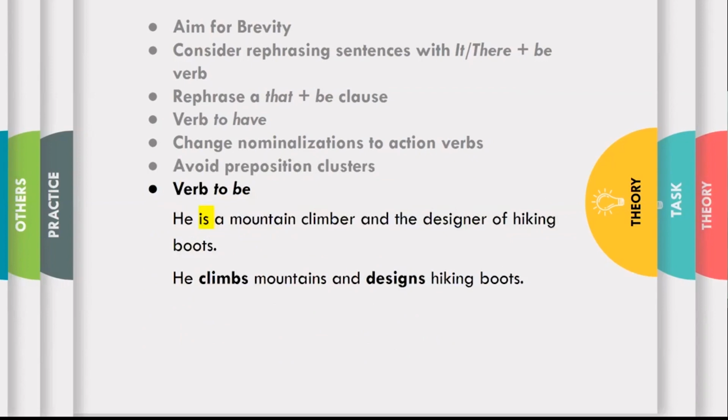This perhaps we all know, just giving some heads up on it. Verb to be, when we use it, let's say it's the same person: he is a mountain climber and the designer of hiking boots. We do not need the auxiliary.